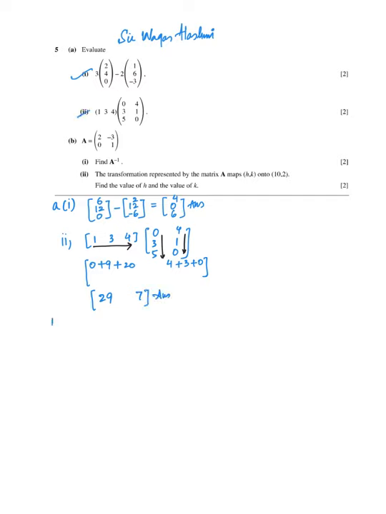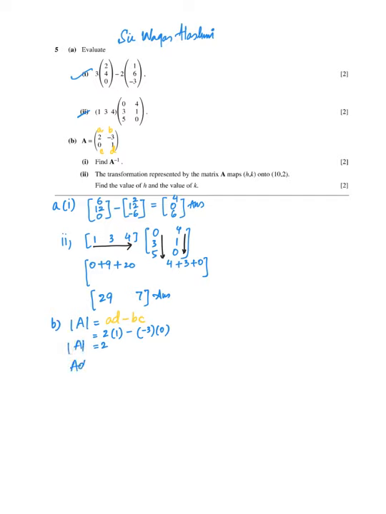In part B, we have matrix A. It's 2 0 minus 3 1, and we need to find A inverse, right? So firstly I will find the magnitude of A, and the working formula is AD minus BC, right? That is the working formula. You have A, B, C and D. If I place the values here, that will be 2 times 1 minus B, which is minus 3 times 0. So that will be equal to 2. That is the magnitude of A.